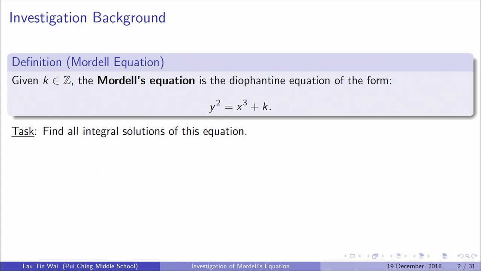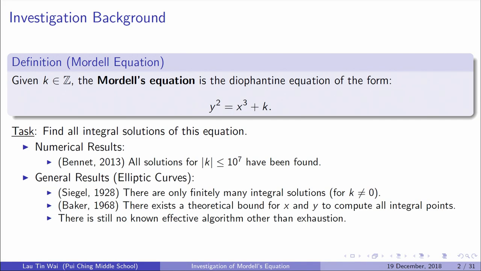Today, I'm going to present my project concerning the Mordell equation. Given integer k, the Mordell equation is the Diophantine equation of the form as shown. Notice this is a Diophantine equation in two variables, and the natural number-theoretic task is to find all integral solutions of this equation. The newest numerical results are that all solutions for k satisfying this inequality have been found, and general results on elliptic curves have suggested that there are only finitely many integral solutions.